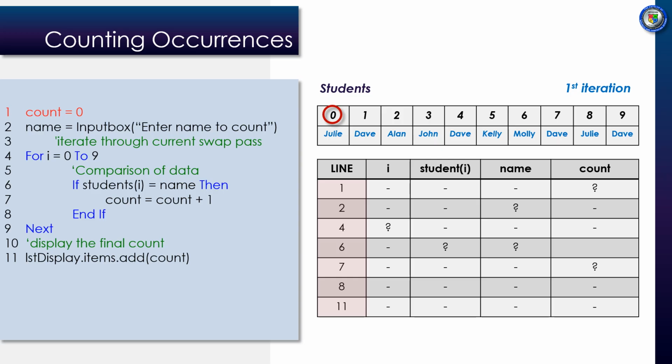In line 1 we set the variable count to 0. We then enter the search term that we are looking for throughout the array. In this case, it's the name Dave. We then enter our fixed loop where we will iterate 10 times, 0 to 9. So therefore I in the first iteration will be 0.